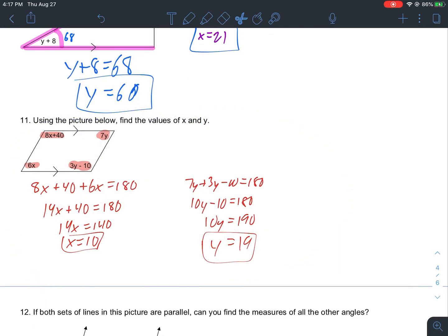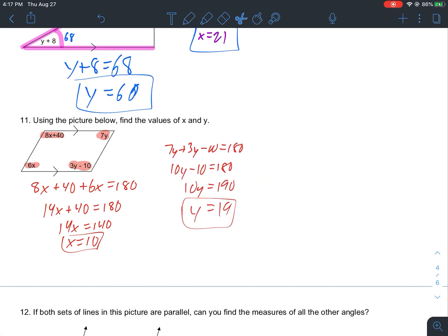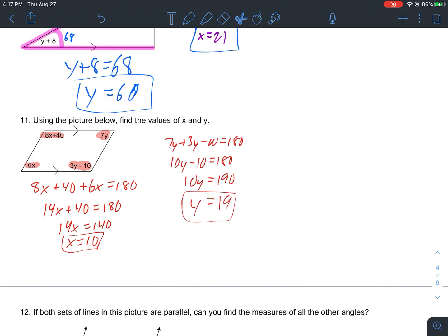Okay, here's the work that you should have done for number 11 for x and y. It didn't really matter which one you did first here, but hopefully you saw that the lines were parallel. These 2 lines were parallel. And therefore, the 2 with x's in it are supplementary because they're same side interior. The 2 with y's in it are supplementary because they're also same side interior. So we add them together to get 180 degrees. And solve.